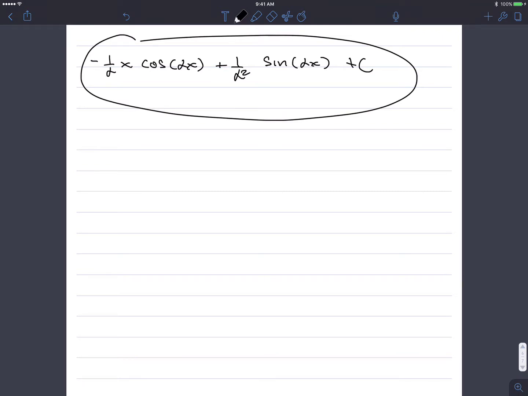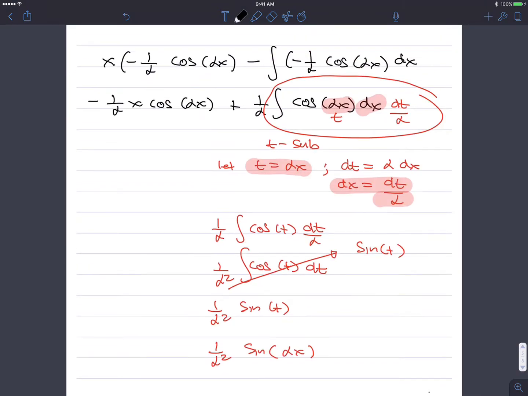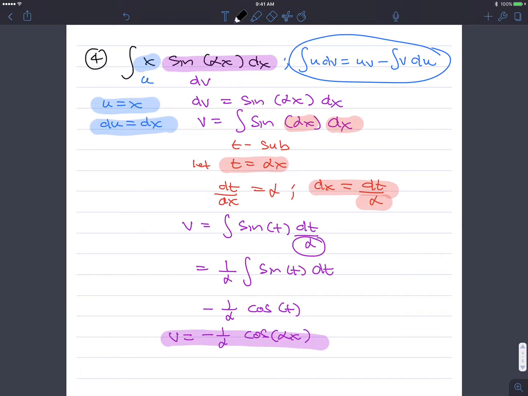Integration by parts. Let's see, that was number 4. Let's do number 5. Let's double check something here. Okay. Number 5. We're going to try to integrate a more complicated question: x squared cosine beta x dx.